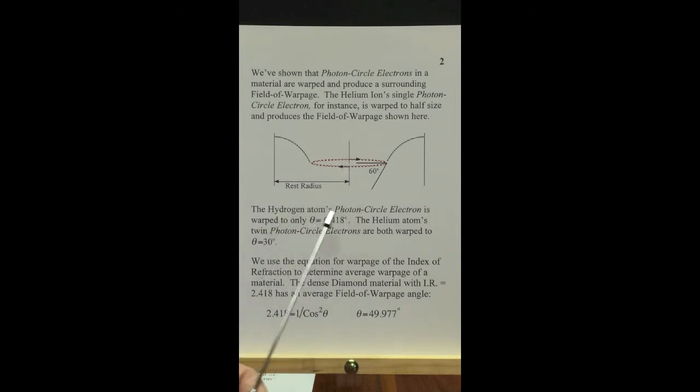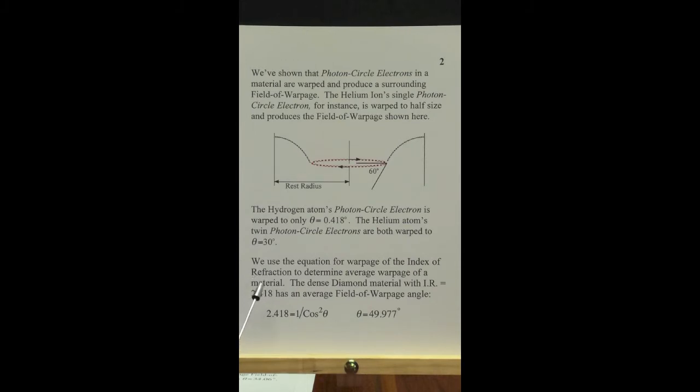A hydrogen atom's photon-circle electron is warped to a very small amount, less than half of 1 degree. In the full helium atom, the twin photon-circle electrons have been calculated, both of them being warped to 30 degrees. So a reasonably large amount of warpage.